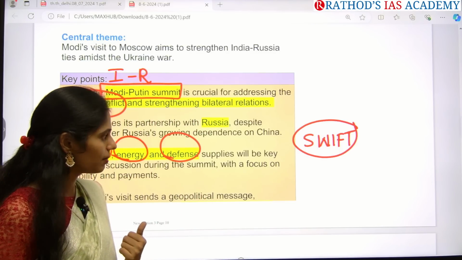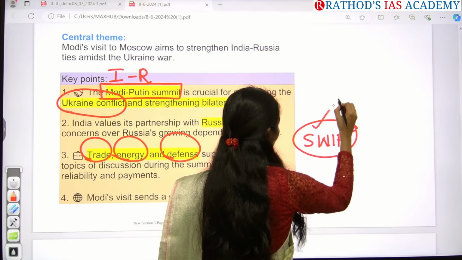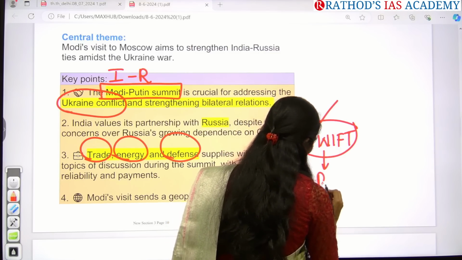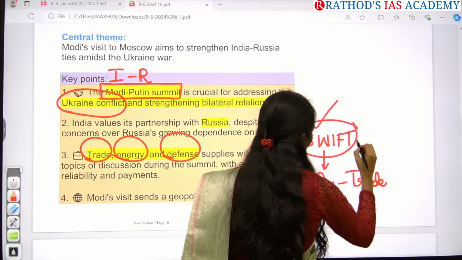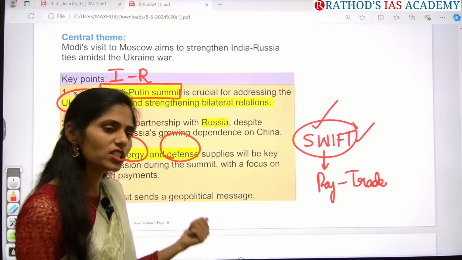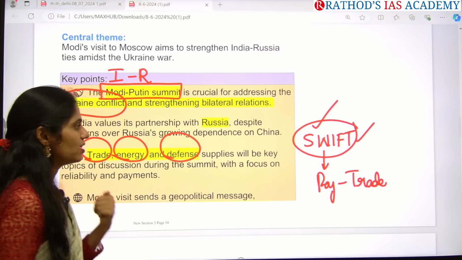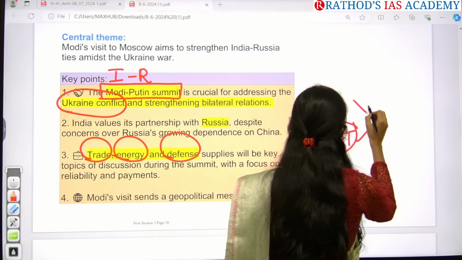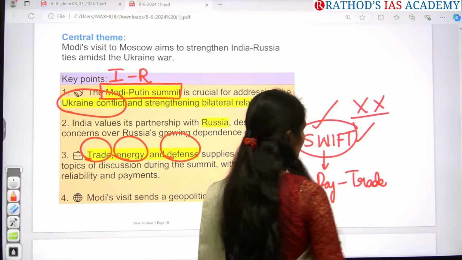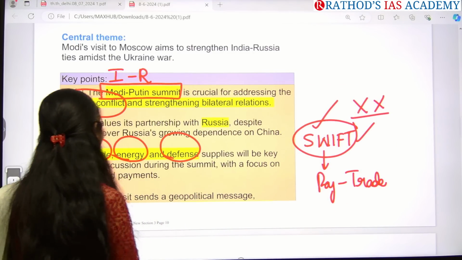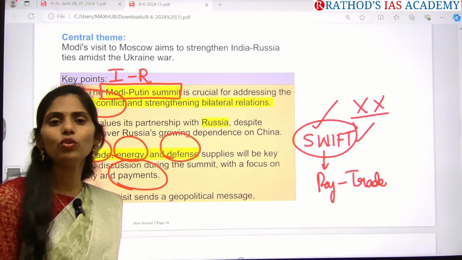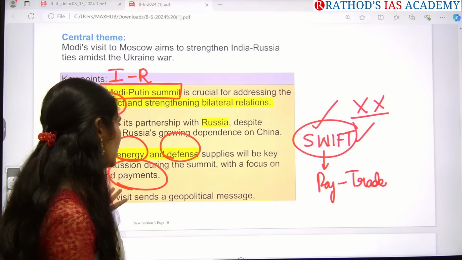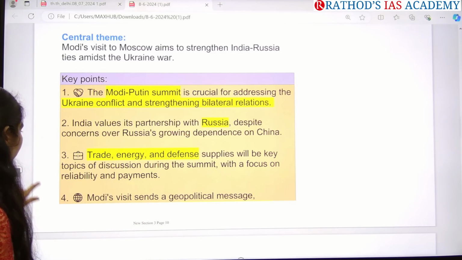SWIFT payment system, right? So this system is very important for doing payments whenever there is trade between countries. So it is an international payment system. But unfortunately, because of this Russia-Ukraine crisis, Russia had been banned from this SWIFT payment system. So now we have to think about how payments are going to happen whenever there is trade between India and Russia. So this is the thing that we have to focus on.